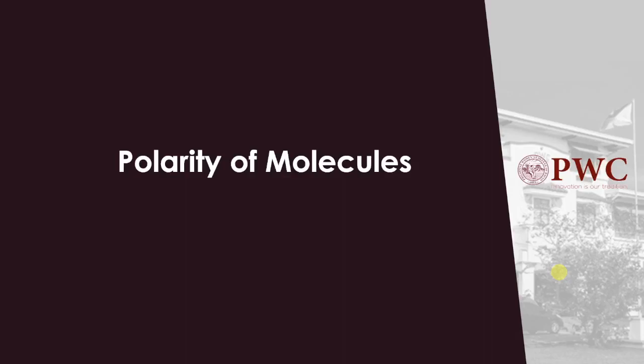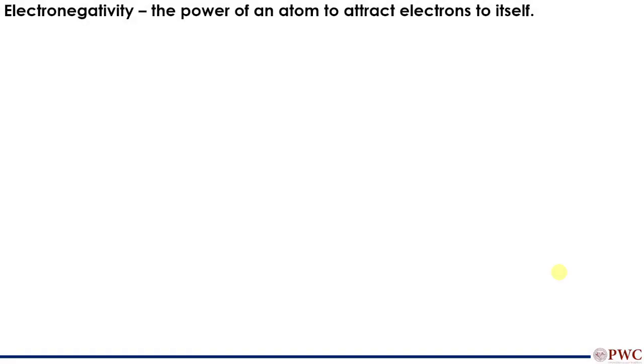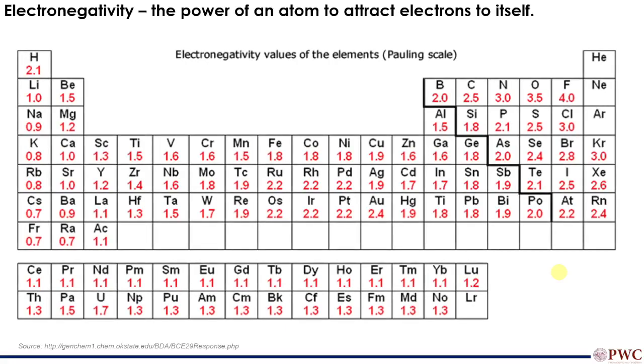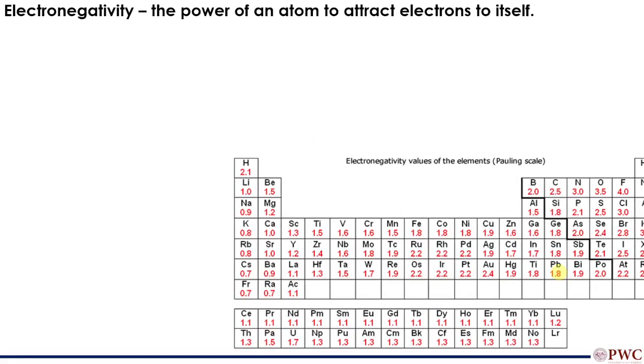Let's discuss the polarity of molecules. First, let's discuss electronegativity. Electronegativity is the power of an atom to attract electrons to itself. These electronegativity values can be found in your table of elements. Now let's discuss electronegativity in terms of the following compounds.